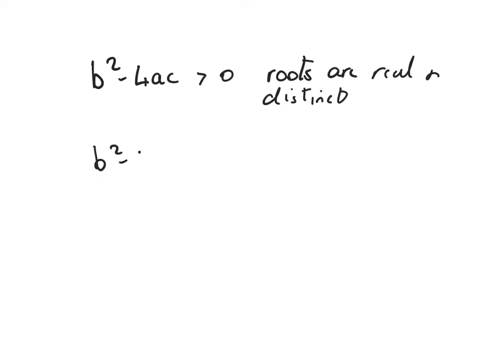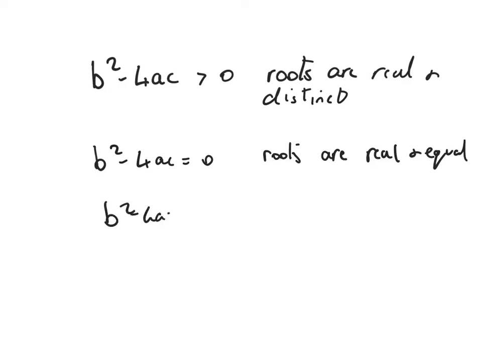When the discriminant is equal to 0, that means that the roots are real and equal. And when the discriminant is less than 0, that means that the roots are non-real. It's important as well that we've got an idea of visually what that looks like.